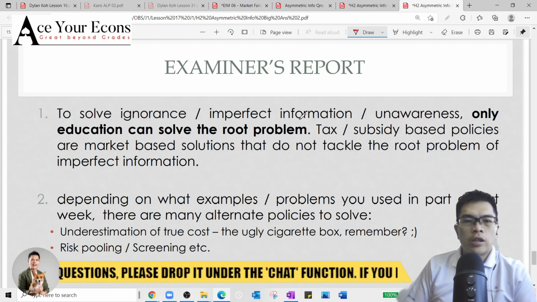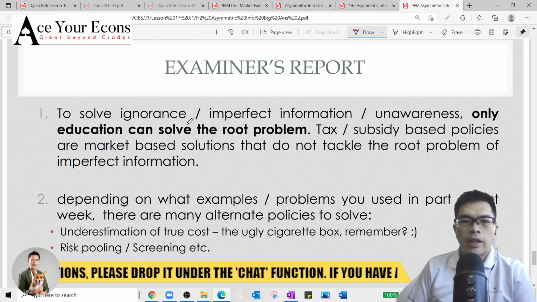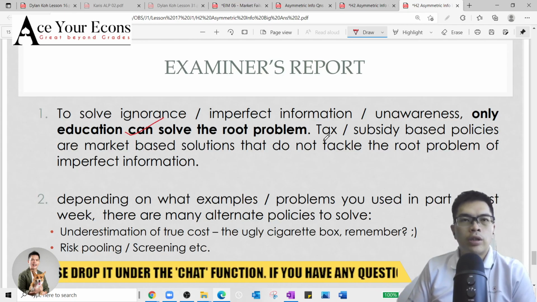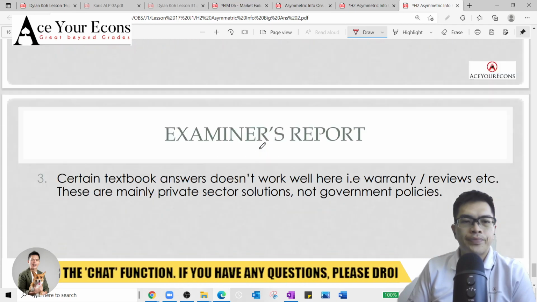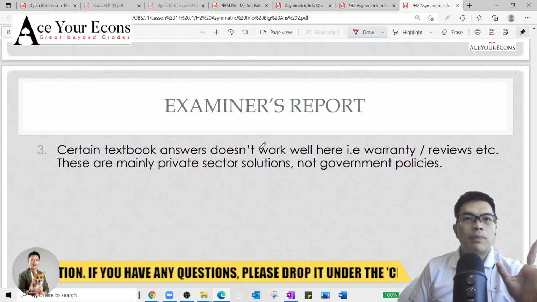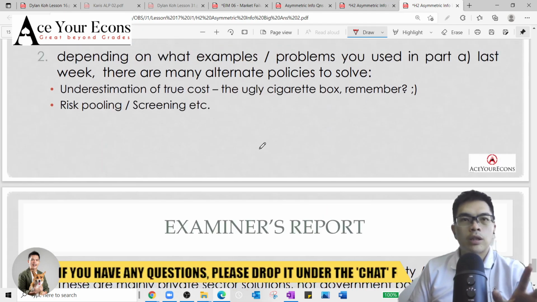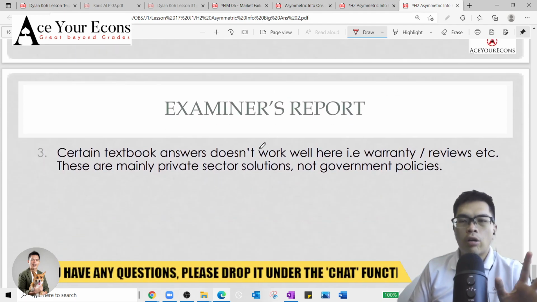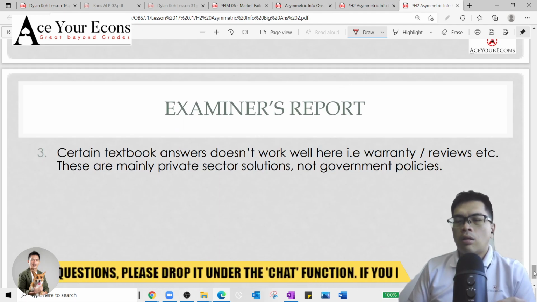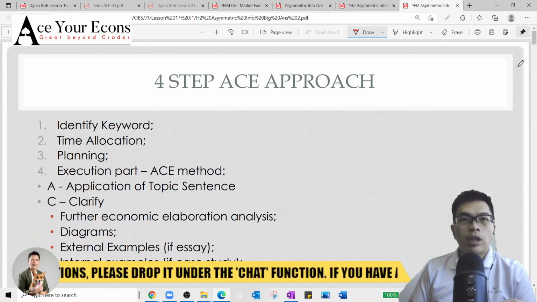To solve ignorance, imperfect info, and unawareness, only education can solve the root problem. Tax and subsidy do not address info failure or imperfect info. Tax and subsidy always only address externality, so don't propose the wrong thing. Make sure you choose the correct public policy. Don't choose private policy here because the keyword here is government. So things like warranty and reviews don't really work for government.